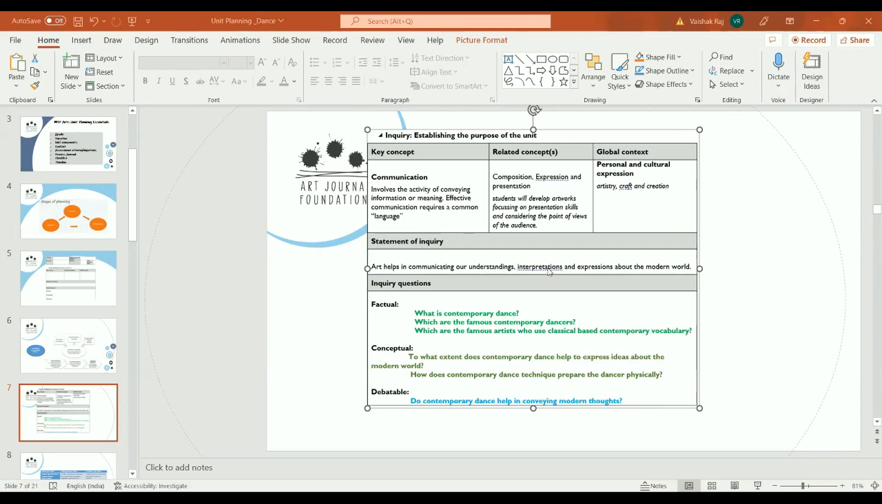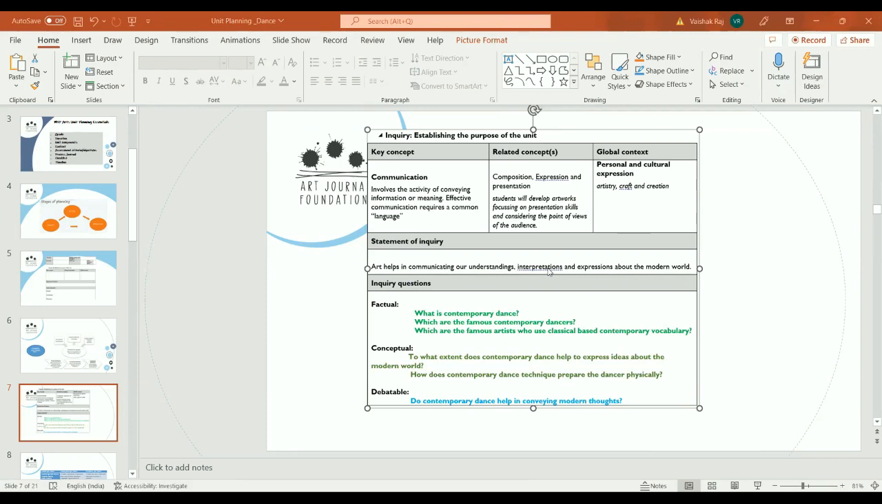Yes, sir. Because my key concept is communication. So from that, I have taken conveying, and related concept is presentation, so portraying, and orientation in space and time. Like it is my global context. So it's like history and personal. So select the correct word. History of a genre, why I have taken is because as you are telling me, the words should be interconnected. Yeah, that's why.